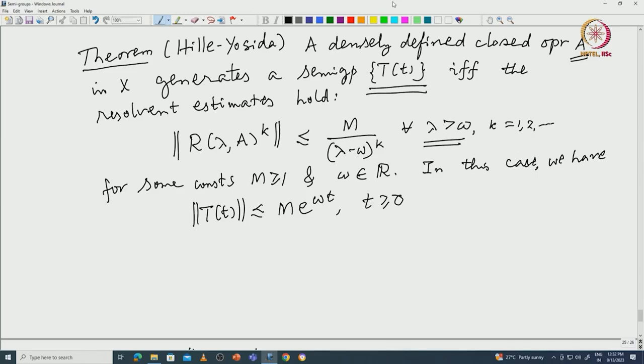So, in practice, we want to apply this theorem to a concrete example. So, for example, suppose you want to solve this abstract Cauchy problem. We have more or less seen that in order to get the solution, A has to generate a semi group. Okay. And if we want to apply the Hille-Yosida theorem, the main obstruction comes from these resolvent estimates. It is not just one resolvent, but all the powers. Okay. Some simplification is possible when m is equal to 1. Okay. Now, we concentrate on that.